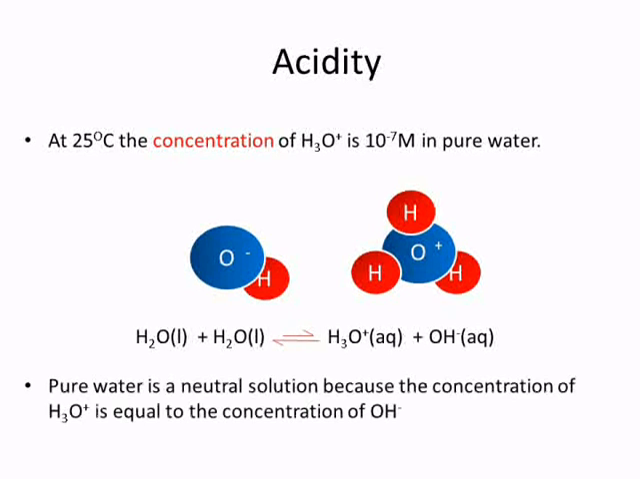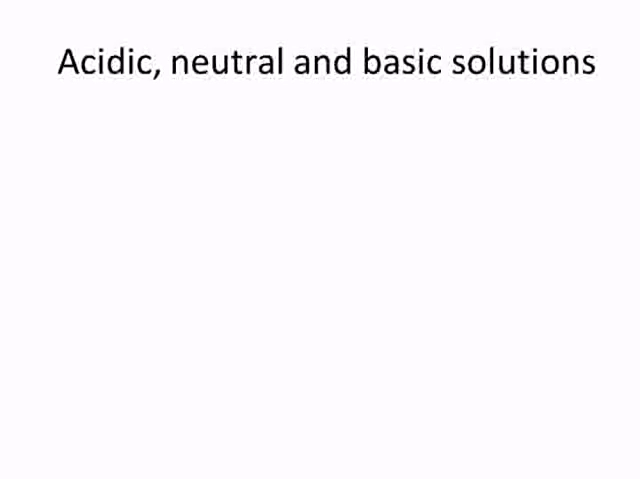Now, obviously, because water is a neutral substance, the concentration of the H3O plus and the OH minus is going to be equal. You notice we're now referring to concentration using the square brackets. So down the bottom you see it's written as H3O plus is equal to the OH minus concentration in a neutral solution. This therefore means that the pH is going to be 7 in a neutral solution.